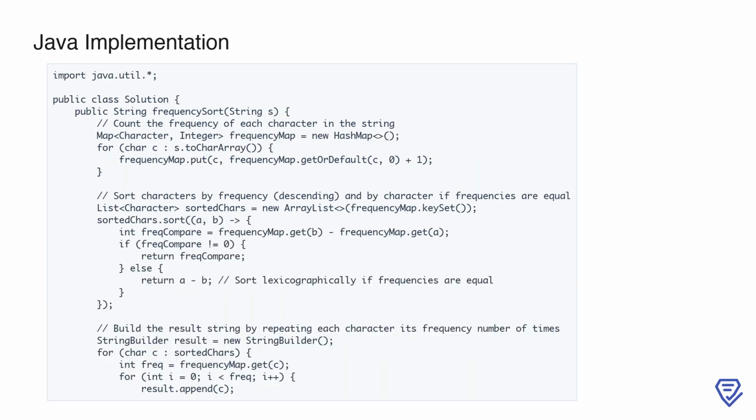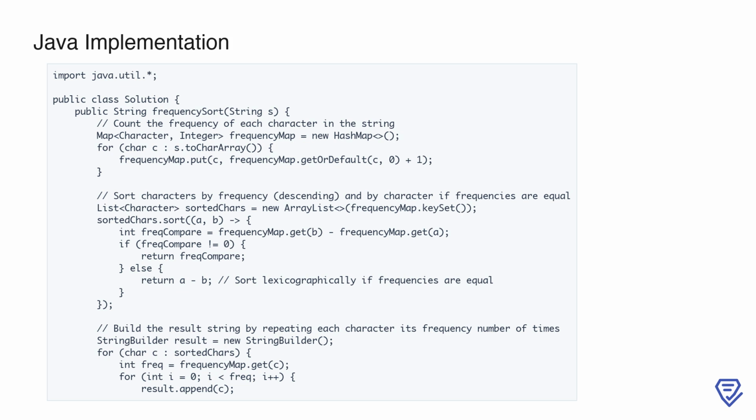Here, we start by importing the necessary Java utilities and defining our class Solution. Within it, we implement the frequencySort method, which takes a string s as input. The first step is to count the frequency of each character in the string. To do this, we use a hash map where the keys are the characters and the values represent their frequencies. As we iterate through the characters of the input string using a for loop, we update the map by either incrementing the existing count or initializing it to 1 if the character is not already in the map.